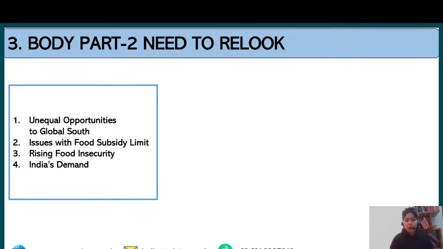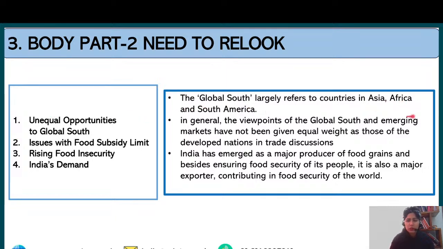First of all, unequal opportunities to the global south. WTO, like all other international organizations, has been criticized for being more oriented towards the West or developed countries, and hence the global south, which mostly consists of poorer or developing countries, has been overlooked. The global south refers to Asia, Africa and South America. You don't have to mention it there, just start writing about the global south. In general, the viewpoints of the global south and emerging markets have not been given equal weight as those of developed nations in trade discussions.